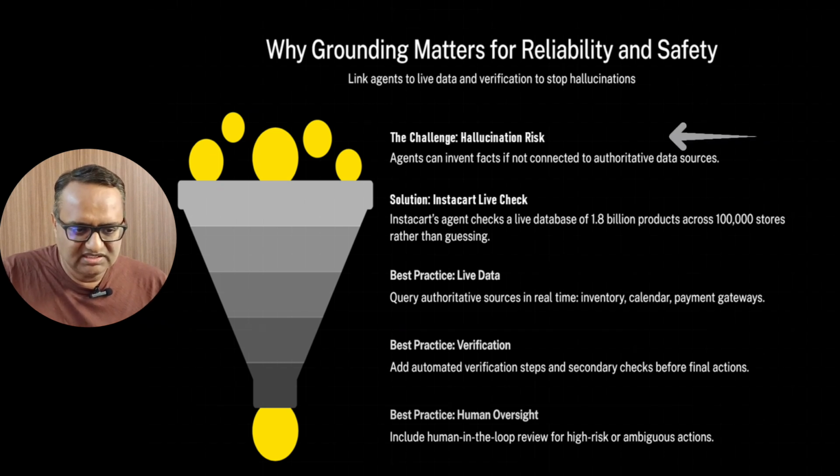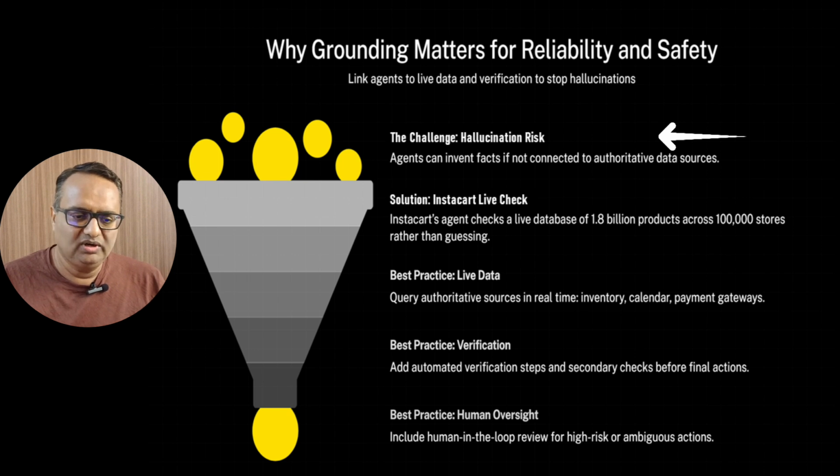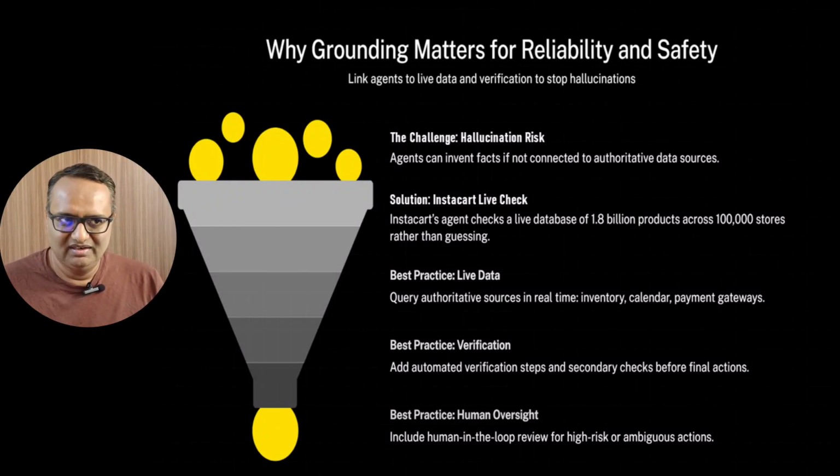One is the challenge of hallucination risk. Agents can go and invent facts if the information given is not from a proper data source. Say, if the information given is wrong, it actually goes and invents facts based on all the other data available in this context. So the authoritative data given has to be very critical, and it has to be non-contradictory data.